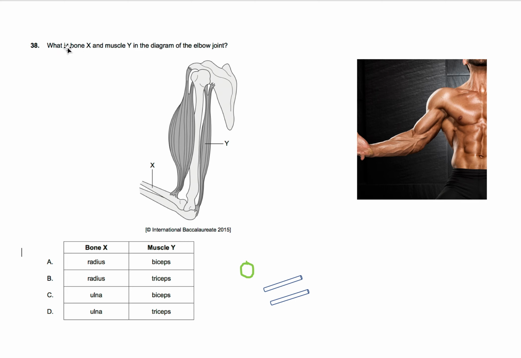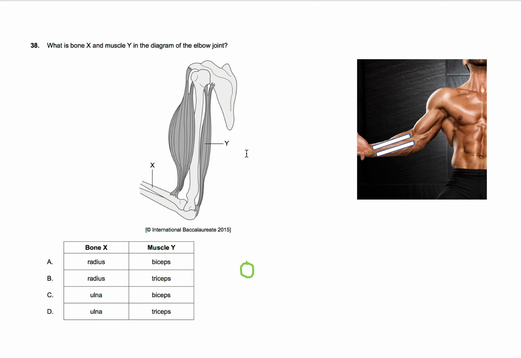So, what is bone X and muscle Y in the diagram of the elbow joint? To clear things up, this picture is essentially this part of a human. We have the upper arm and then the forearm. We know the forearm is made up of two bones, and the upper arm has one bone called the humerus. So the humerus would be here, and then the two forearm bones, basically like this. There's one forearm bone, and here is another forearm bone.